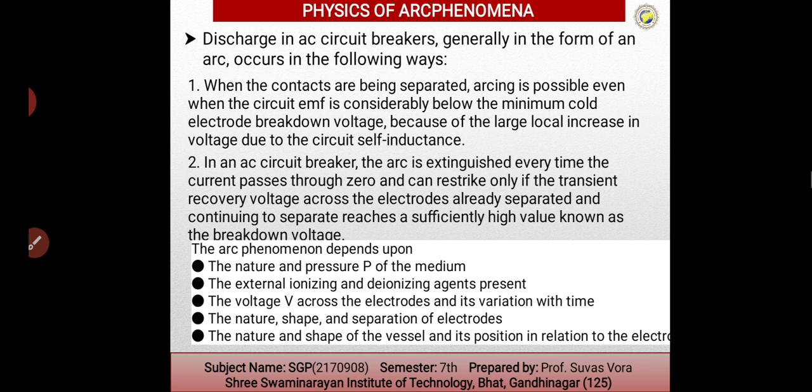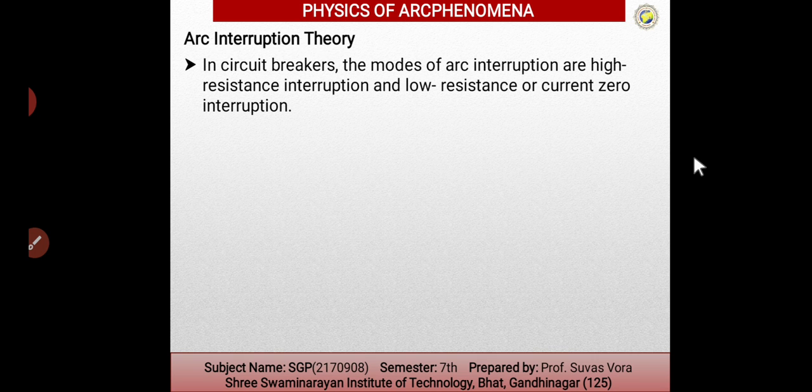So you can see the arc interruption theory: high resistance interruption and low resistance or current zero interruption.